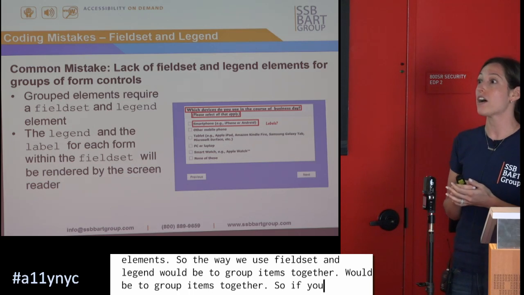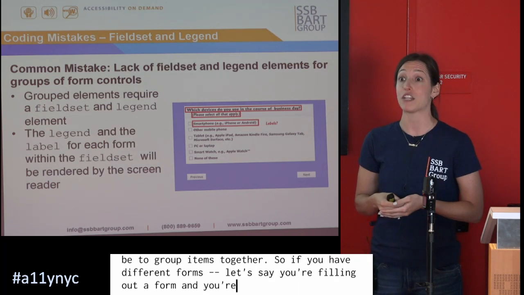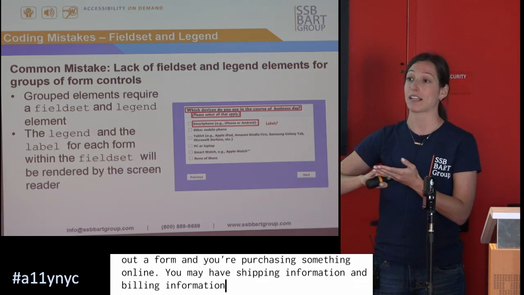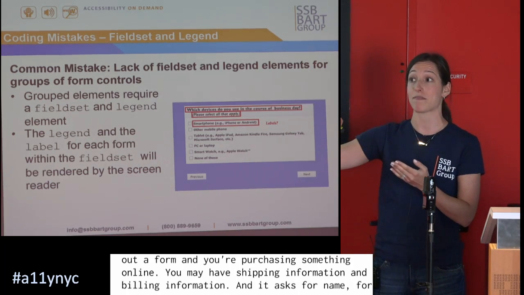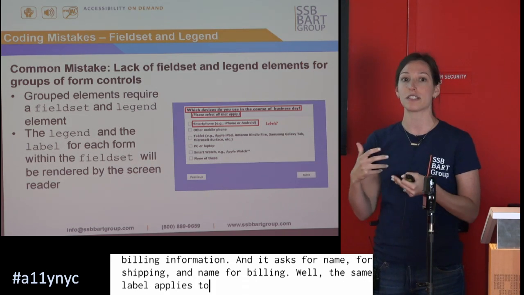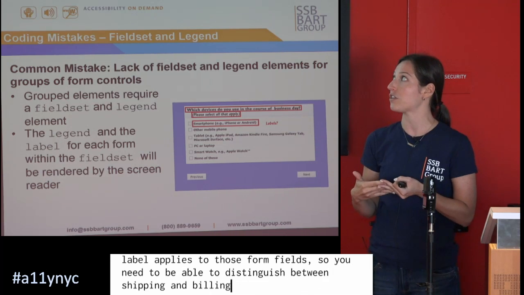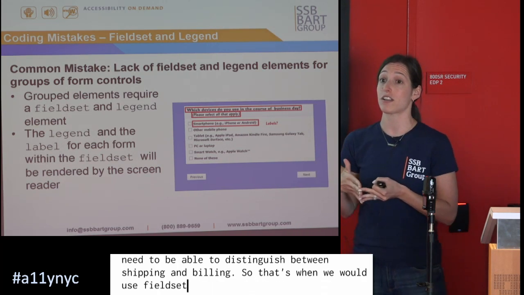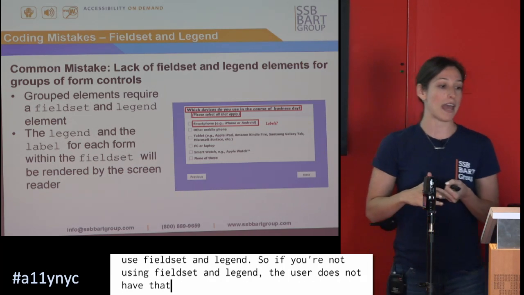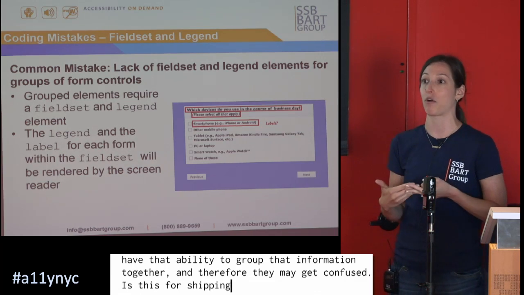So if you have different forms, let's say you're filling out a form and you're purchasing something online. You may have shipping information and billing information. And it asks for name for shipping and name for billing. Well, the same label applies to those form fields, so you need to be able to distinguish between shipping and billing. So that's when we would use fieldset and legend. When you're not using fieldset and legend, the user does not have the ability to group that information together. And therefore, they may get confused. Is this for shipping? Is it for billing? And they may fill out the wrong information.